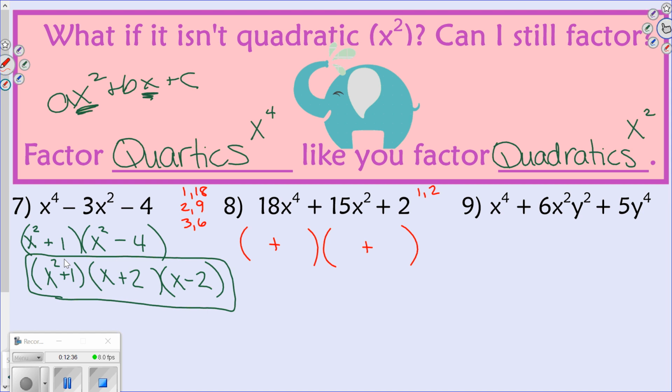3 and 6? Okay. So it'd be 3x squared, 6x squared. That way when you multiply them together, you get back to the 18x to the fourth. All right, and then 1 and 2, I know 2 cannot go with the 6. So it looks like that. Checking, that would be 12x squared and 3x squared, which is 15x squared. So that one worked.